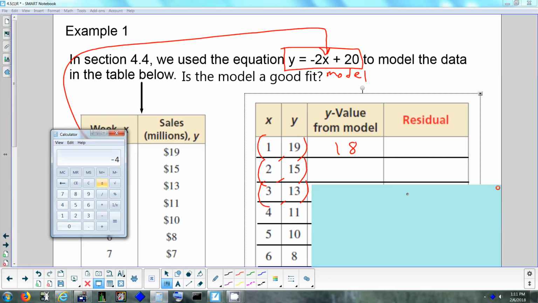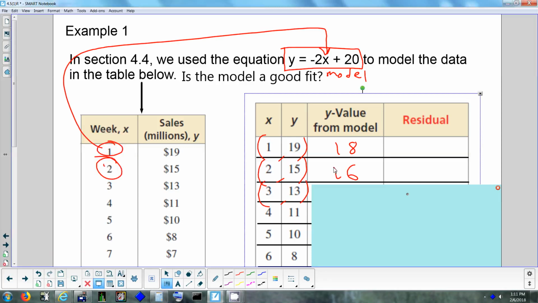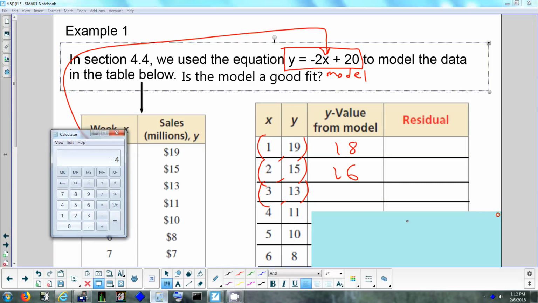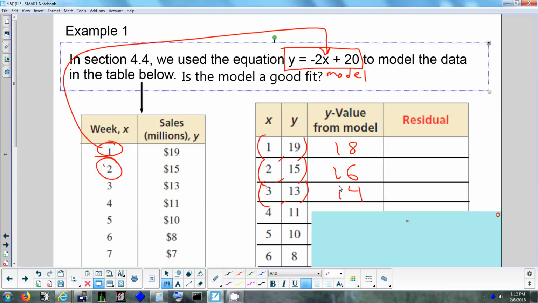16. Good job. Again, the Y value from our model is pretty close to what it should be. It's not off that much. So we're doing good. Next one, let's plug in 3. Ginny, what's -2 times 3? -6. I'm just going to use my calculator this time. -6 plus 20. 14. You might notice a pattern.